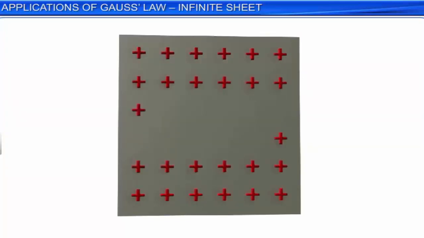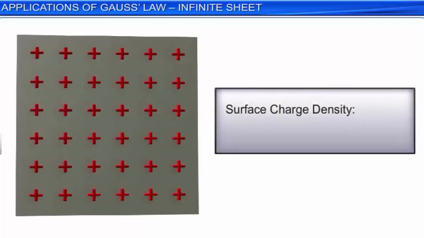Let us consider an infinite plane sheet of charge carrying a uniformly distributed positive charge. Its surface charge density, sigma, is the charge per unit area of the sheet. That is, sigma is equal to q by A, where q is the charge on the sheet distributed over an area A. We can represent it as q in is equal to sigma into A.